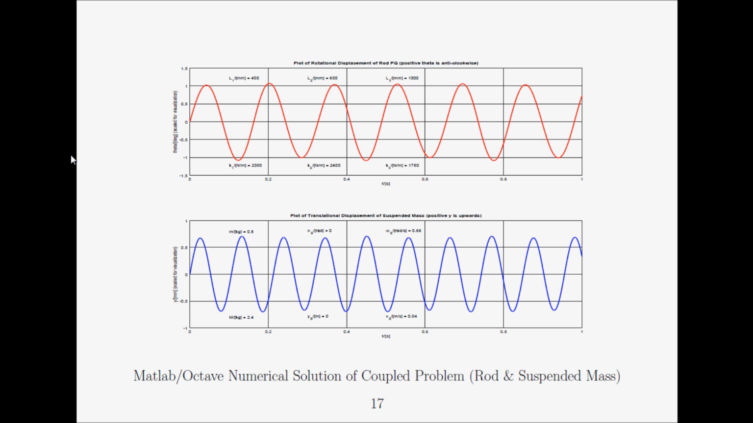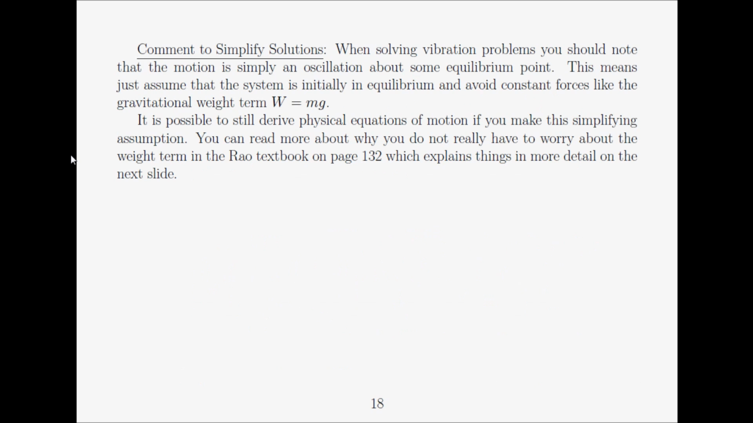In other words, the rod is basically rotating up and down, up and down. It's going 0 degrees, it's then going 1 degree, it's going back to 0, then it's going back to minus 1 degree, more or less. And the suspended mass, while the rod is oscillating backwards and forwards, is also going up and down. This is intuitively obvious, and it is what we would expect in the physical problem.